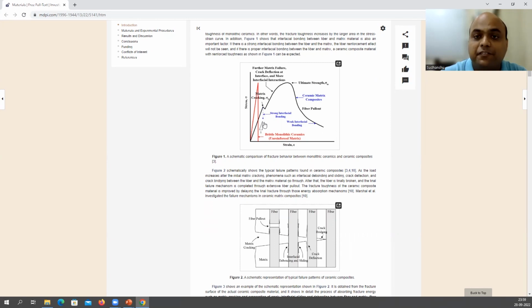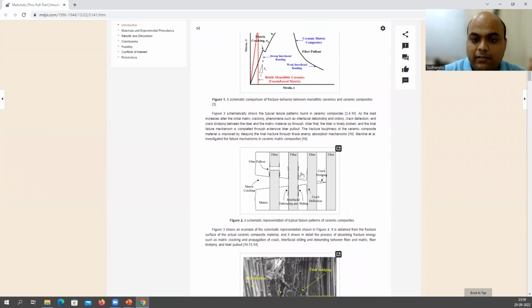Okay. But if it is weak interfacial bonding, it is going to absorb more amount of energy because of the phenomena we have discussed, right? Debonding, crack deflection, crack bridging, fiber fracture, and fiber pull out. Okay. And that is what you observe in this whole curve here, right? This is because of all these phenomena happening. Okay. And this is the schematic.